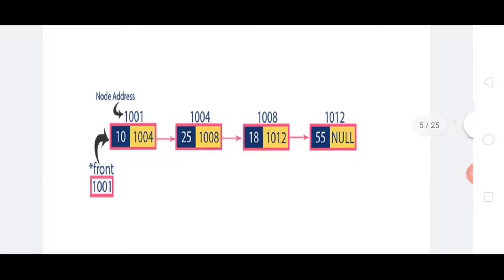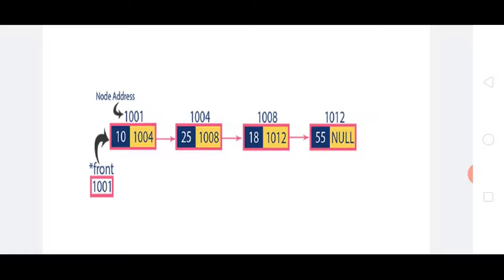Let us see the figure. The figure contains 4 nodes. Each node is connected to the others by using a pointer. Each node has two fields. One field is the data field and the second field is the address of the next node. Now see the left side node, which contains two fields. The first field is the data field, which contains the element 10, and the link field contains the address of the next node. The next node address is 1004, which is stored in the link field.